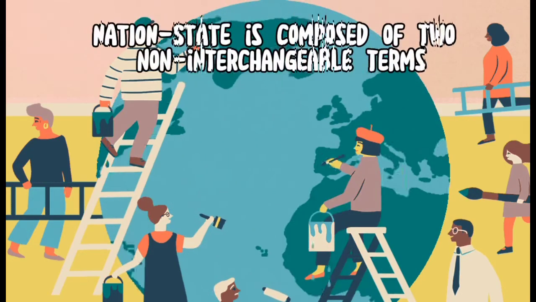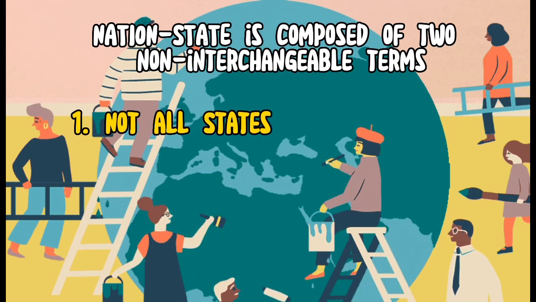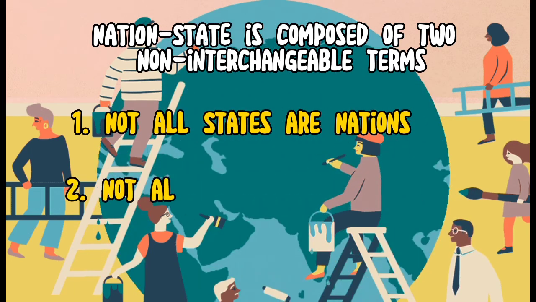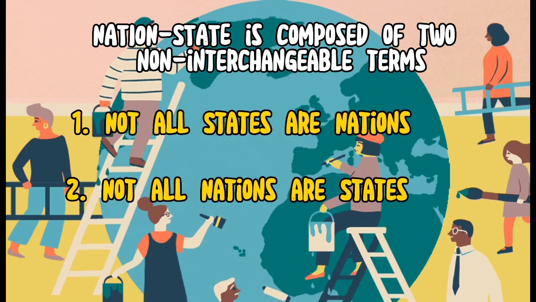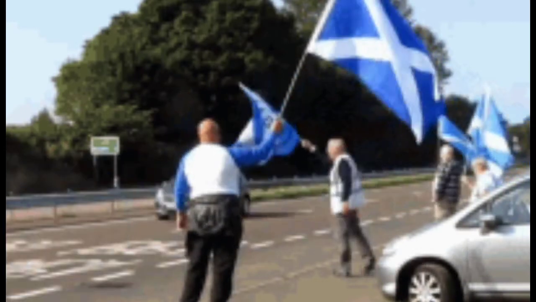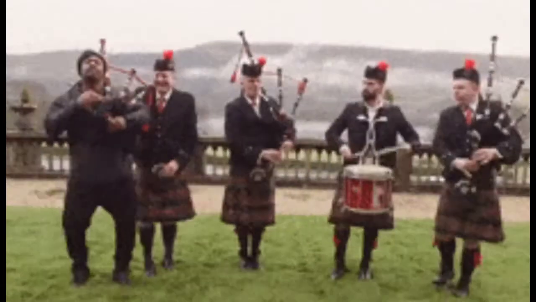The nation-state is composed of 2 interchangeable terms. Number one, not all states are nations. The second one says that not all nations are states. For example, the nation of Scotland has its own flag and national culture, but still they belong to a state called the United Kingdom. Closer to our home, many commentators believe that the Bangsamoro is a separate nation existing within the Philippine state.